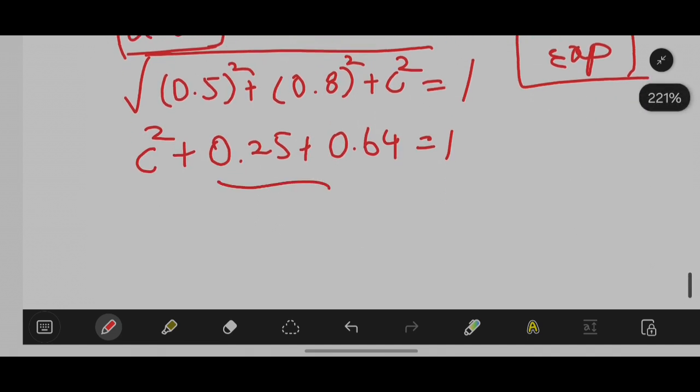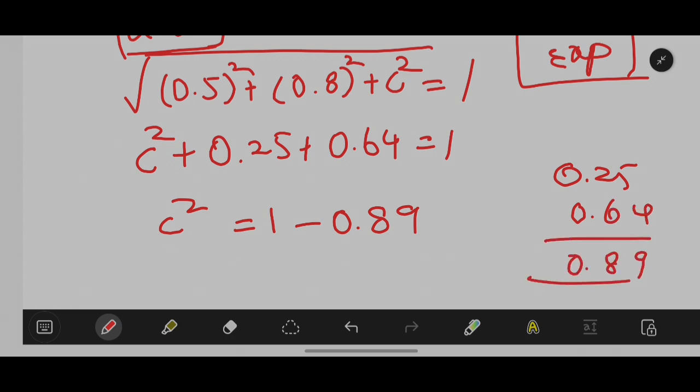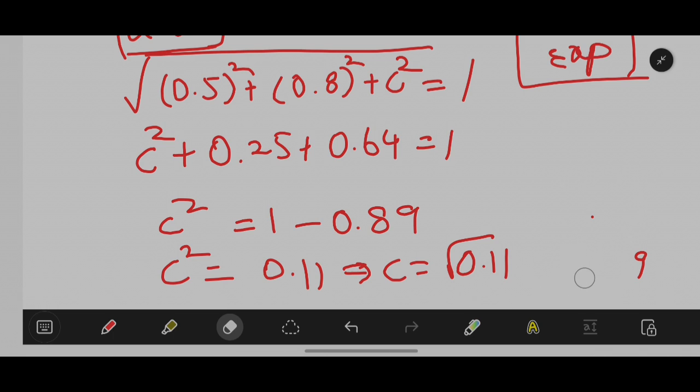Next I'm sending these things to RHS and adding them. c square is equal to 1 minus 0.89. Just you are adding 0.25 and 0.64, it is 0.89. That is what I have sent to RHS, which becomes negative. Next, c square is equal to 0.11. Now c is equal to root of 0.11. This is the value of c, and the option which matches this is option B.